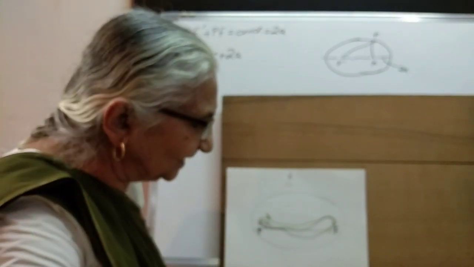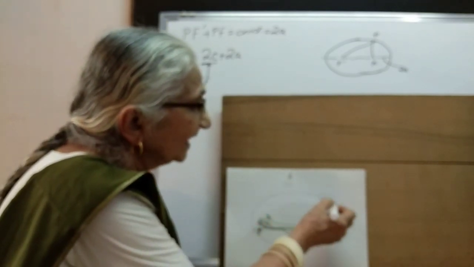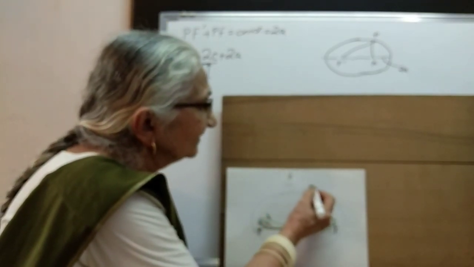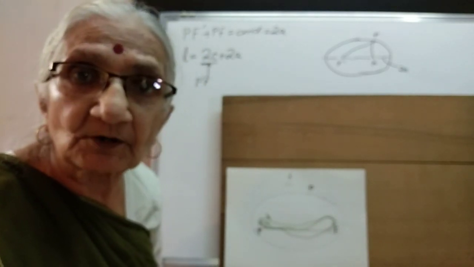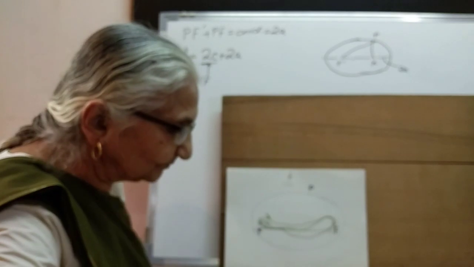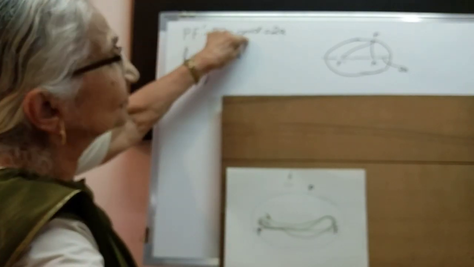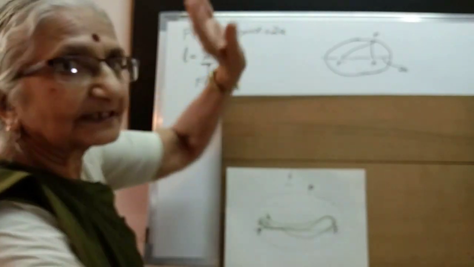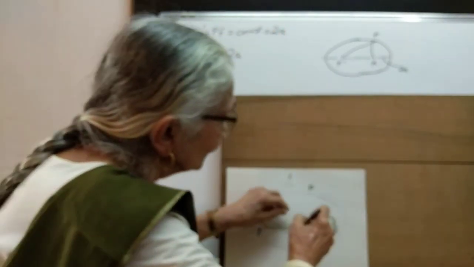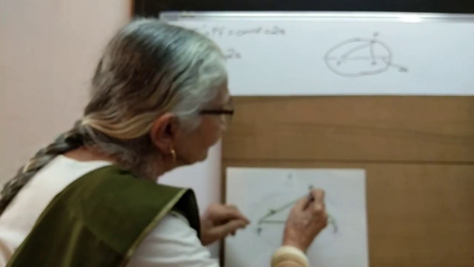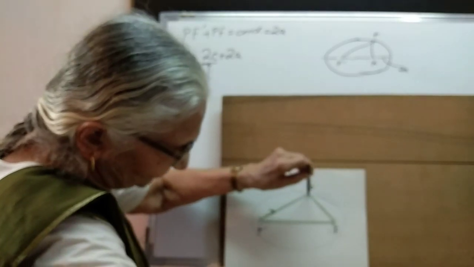Okay, what we do is, we take any point, anywhere you like, and as we have decided, we shall call it P. And what are we supposed to do now? We are supposed to show that PF dash plus PF is constant, and that constant happens to be the length of the major axis. Now, see here, we have put the pen on the point that we have taken.